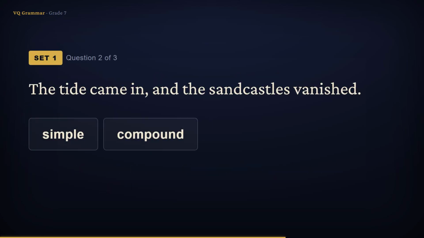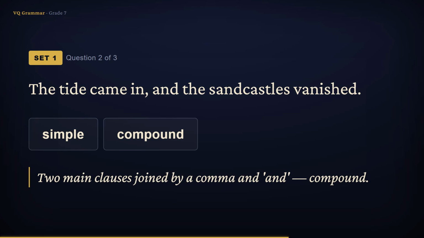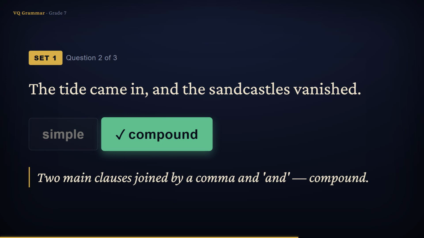The tide came in and the sandcastles vanished. Split it at the comma. The tide came in is a full sentence, and the sandcastles vanished is another full sentence. Two main clauses joined by a comma and the word and, so the answer is compound.